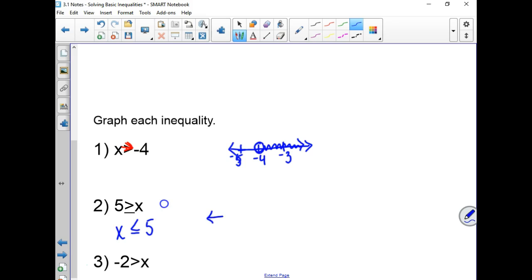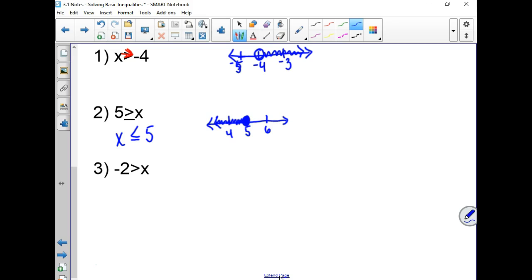So now whenever we graph that, we can put 5 here in the middle, maybe put 4 below, a 6 above. We're going to use a closed circle because we have an or equal to. And then we're looking here, less than or equal to, so we shade below the 5. Number 3 is similar.